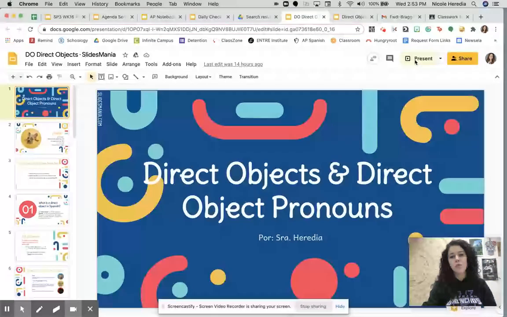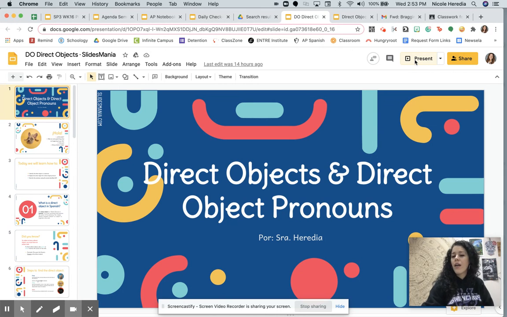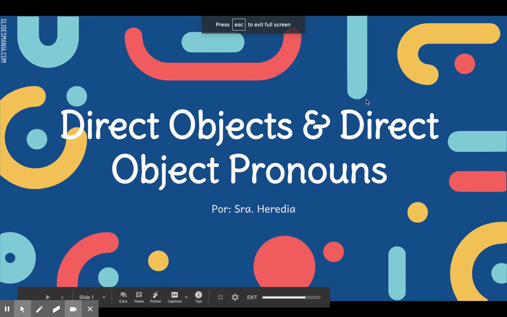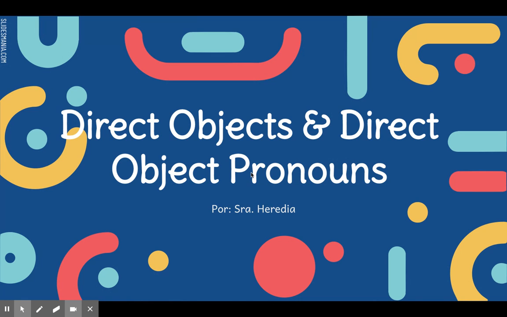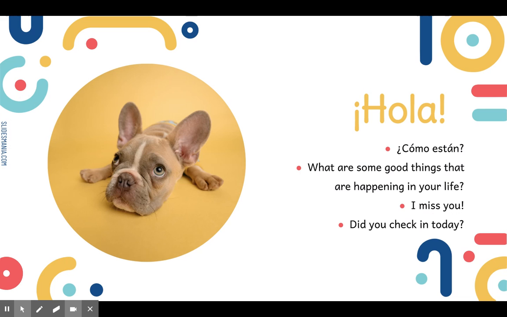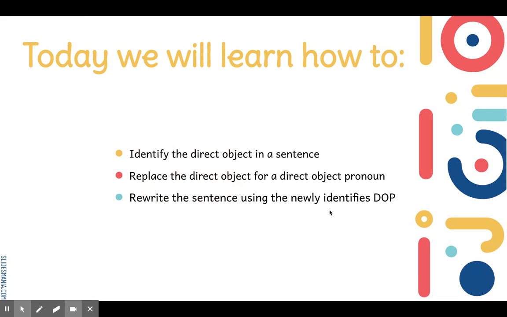And on the Zoom, I asked the kids, what do you guys know about direct object pronouns already? Some of them talked about the verb and receiving the action, and it's always a noun and things like that, and most of it was correct. So I started the meeting asking how everybody felt and what are some good things happening in your life, and checked in today. And then we got to the objectives.